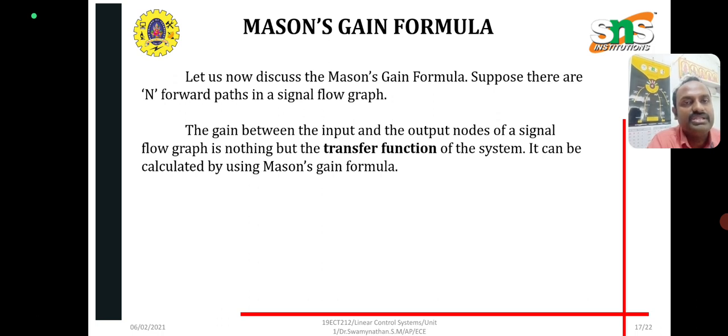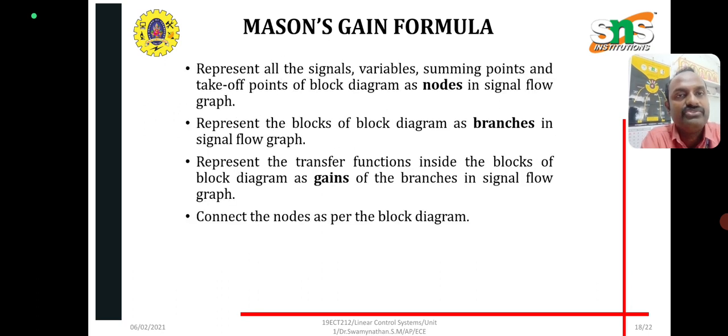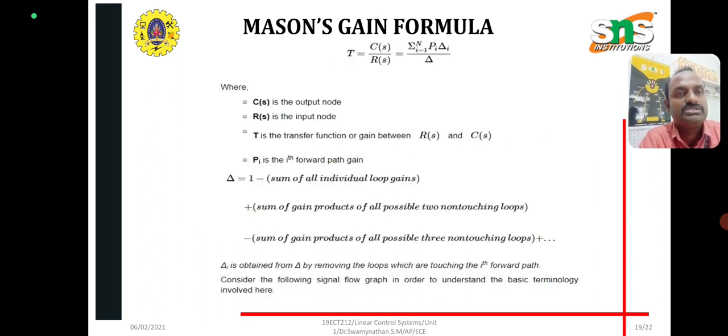We need to find the transfer function of the system using Mason's gain formula. It represents the values, summing points and takeoff points as nodes, blocks as branches, and the transfer functions inside the blocks as gains, and we connect the nodes accordingly. So these are the steps of Mason's gain formula.